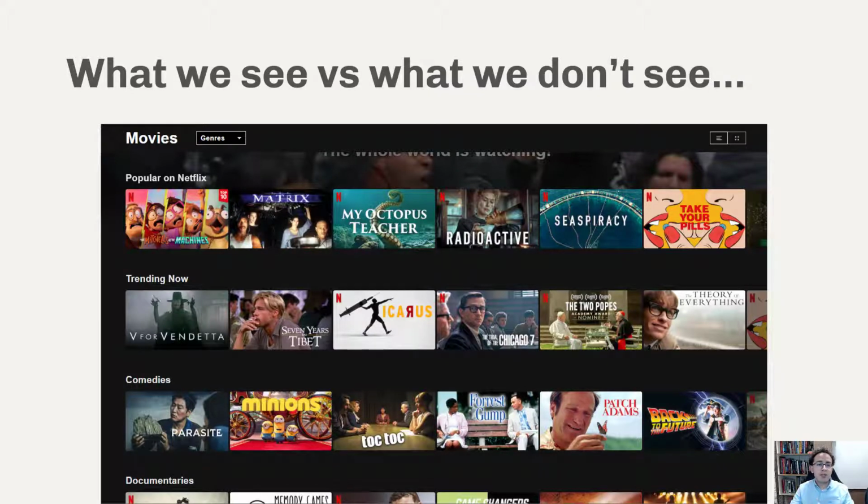And this is what I mean by separating what we see versus what we don't see. As users, we see, of course, the list of content, the list of movies that is being presented to us. And when we click the movie, it's going to start, of course, playing the movie for us. But I want us to also start thinking about those things that we don't see behind the scenes. What happens behind the scenes that makes all of this possible?